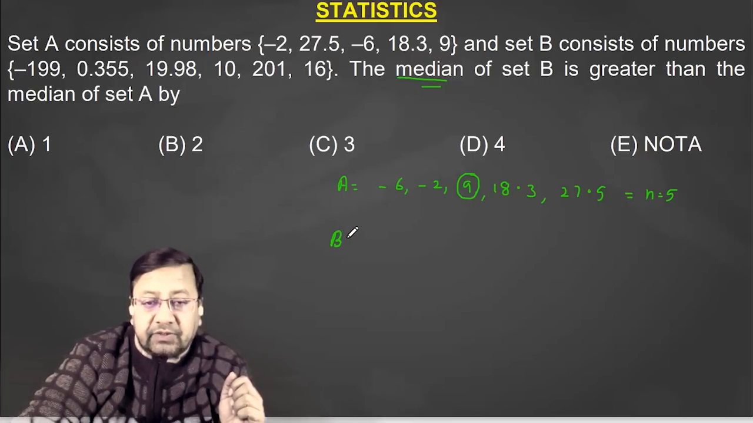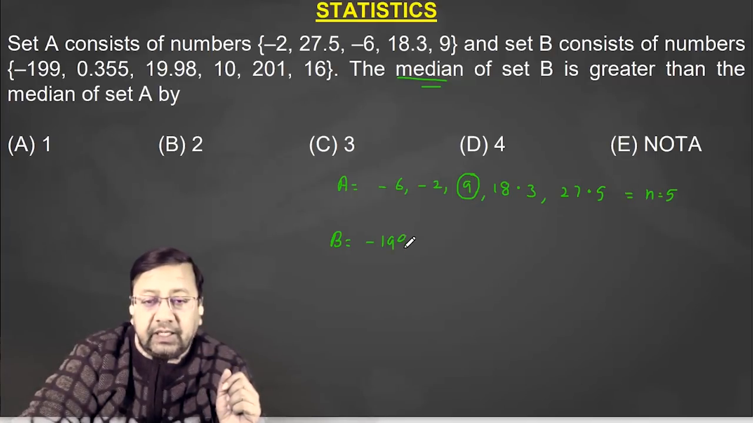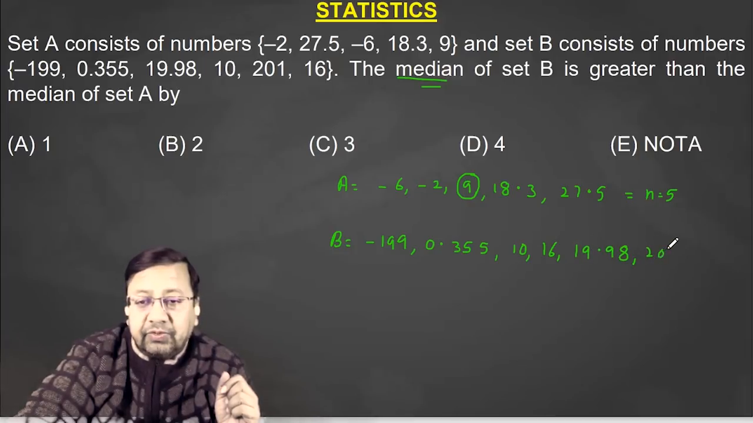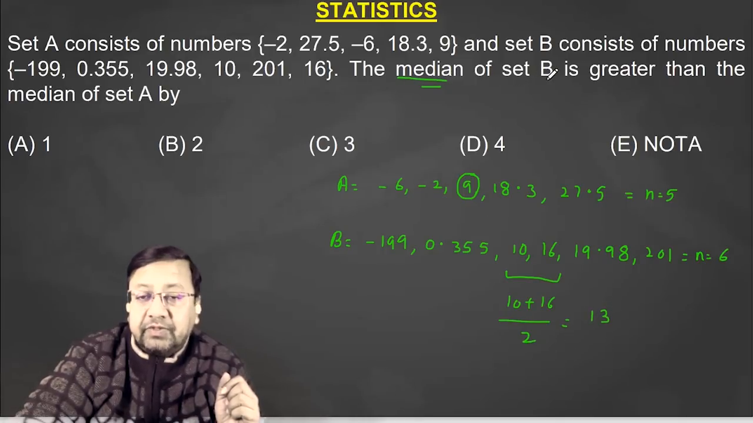For set B, again arrange them, right? Starting with -199, then 0.355, then 10, then 16, then 19.98, and then 201. How many total values do we have? n is 6. So what to do? Take the middle two values. So this is 10 plus 16, 26, divided by 2. So this is 13. Done. And what I need to calculate is whether the median of set B is greater than the median of set A. So option D is the answer, right?